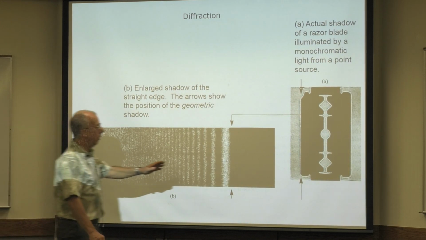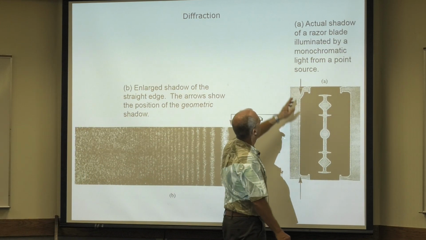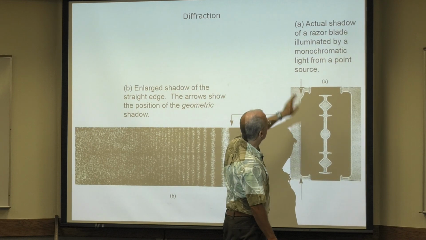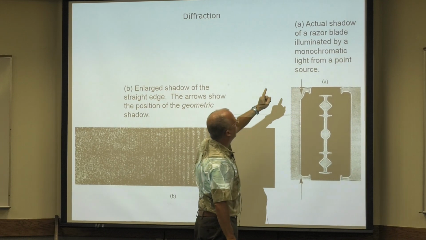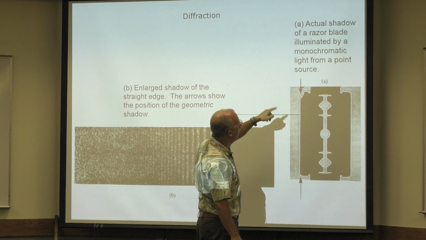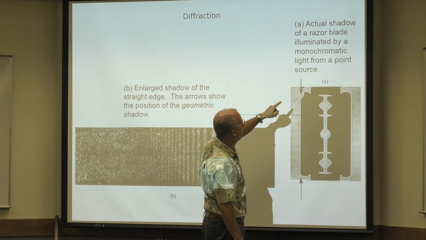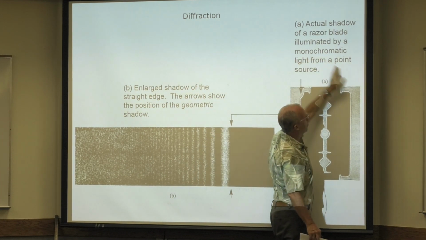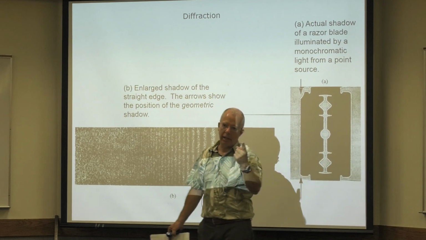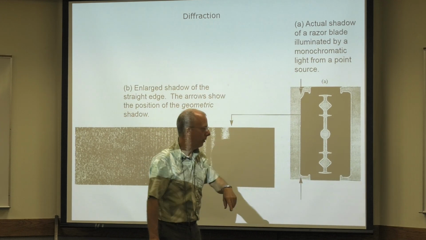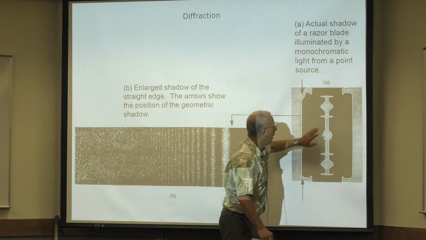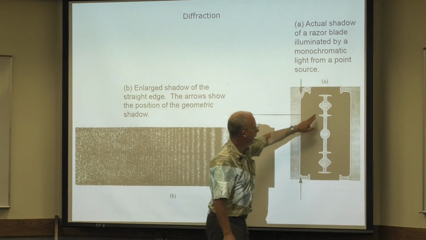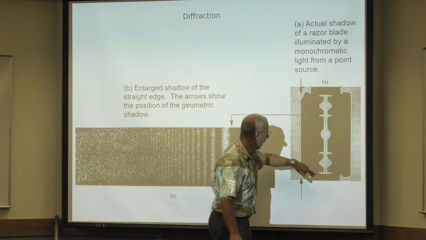So here's one of these double-edged razor blades. Look, this is a shadow of a razor blade illuminated by monochromatic light from a point source. Monochromatic, mono means one, so that means it's probably like a laser, one wavelength or one frequency. So this is a shadow, right? But my gosh, what do you see? You see a pattern. You see this diffraction pattern.